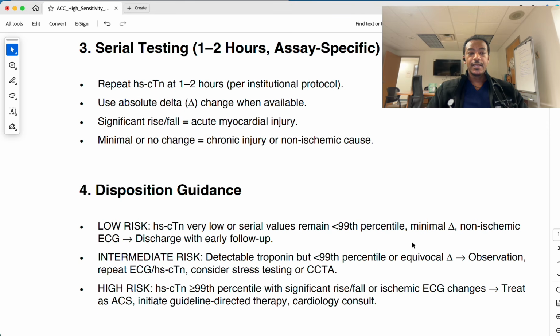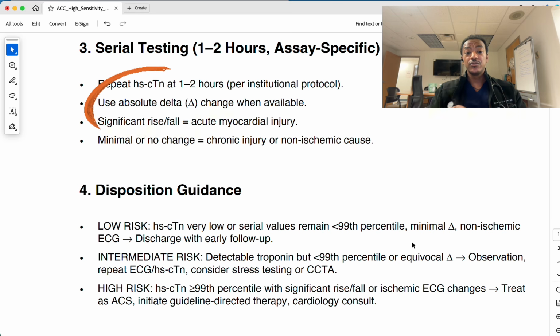All right. The repeat testing can be done at 1 or 2 hours according to the institutional protocol. The maximum is up to 3 hours, but most patients come to the hospital usually after about 2 hours of their chest pain. It's very unlikely that a patient with chest pain will come to the ED in 30 minutes or an hour. Therefore, you repeat the high sensitivity troponin at 1 or 2 hours after the first one. And you are more interested in the absolute change in the troponin level than the relative increase.